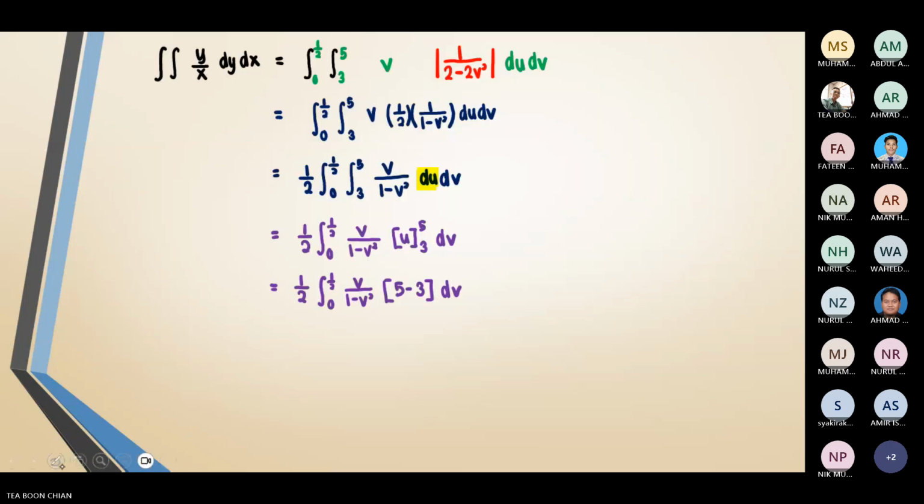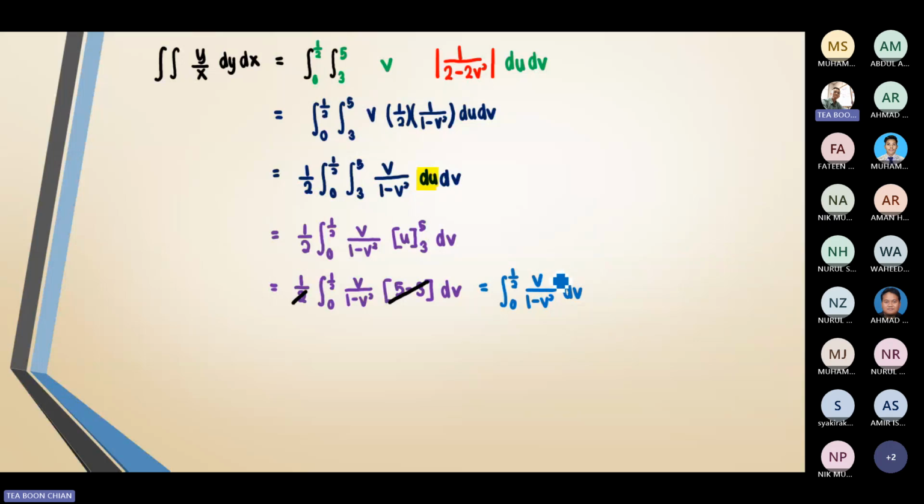Oops. And that 5 minus 3 equals 2, and 2 and 1 over 2 can actually simplify to each other. All right, so this is the simplification process that I do immediately here. Now, if you look carefully, whatever is left in the next step is the integration from 0 to 1 over 2 of v over 1 minus v squared dv.